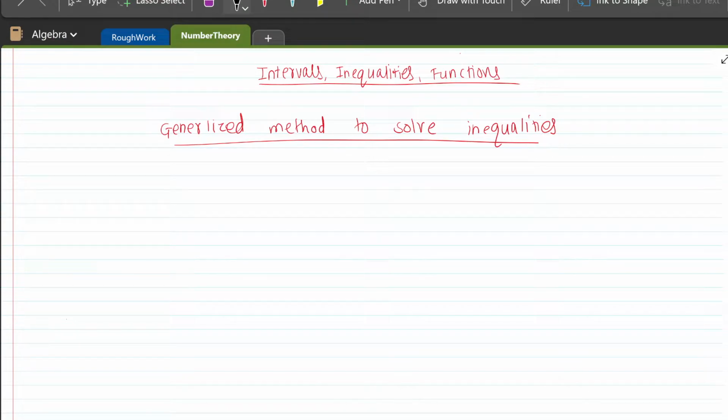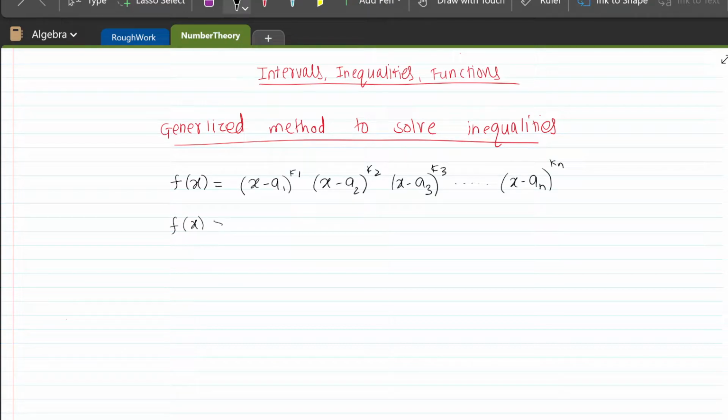So yeah. So let's consider an expression f of x is equals to (x minus a1) whole power k1, (x minus a2) whole power k2, (x minus a3) whole power k3, and so on, (x minus an) whole power kn. Okay, so now what we have is f of x greater than 0 or f of x less than 0 kind of inequalities can only be solved with this method. This is the first thing we should take into consideration. So these types of inequalities can only be solved through this method.